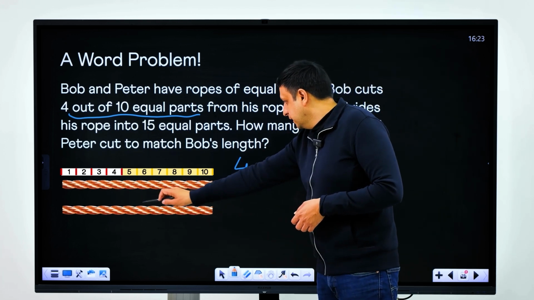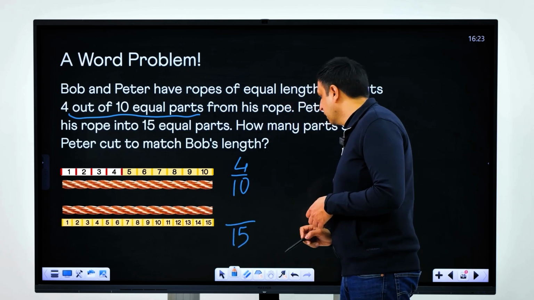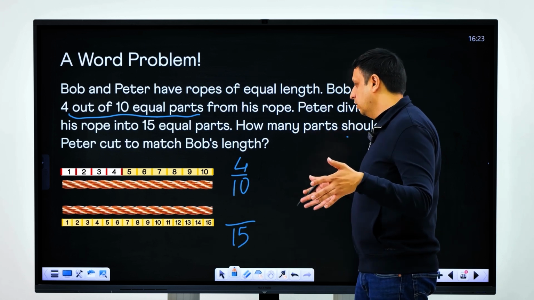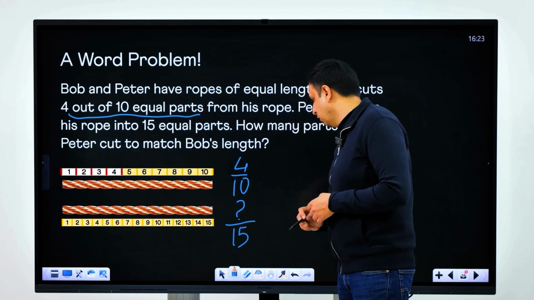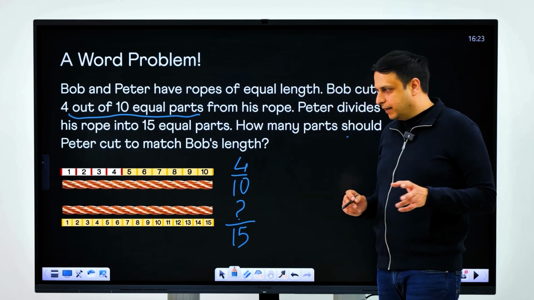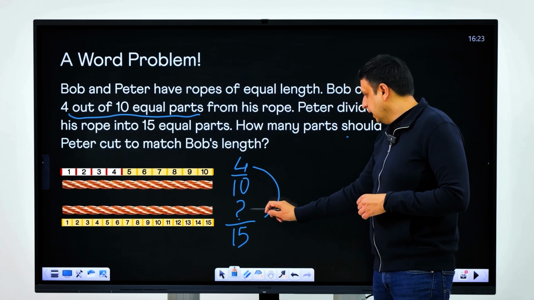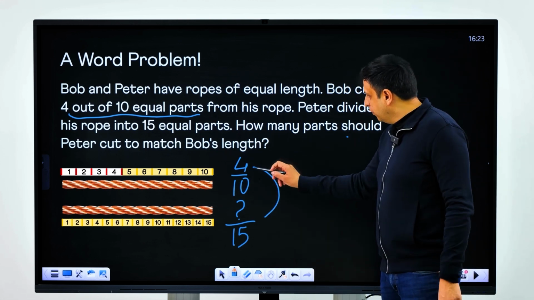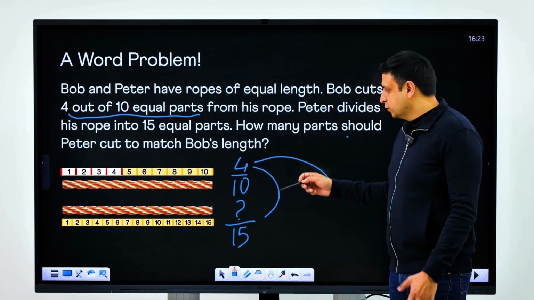So Peter divides his rope into 15 equal parts, so our denominator will be 15 here. But how many parts should Peter cut to match Bob's length? So we don't know the numerator, the number of parts, so that's what we have to find. So these two fractions need to be equivalent, 4 over 10 and this question mark over 15. So how do we find the question mark? Well, we will first reduce 4 over 10 to its lowest form.